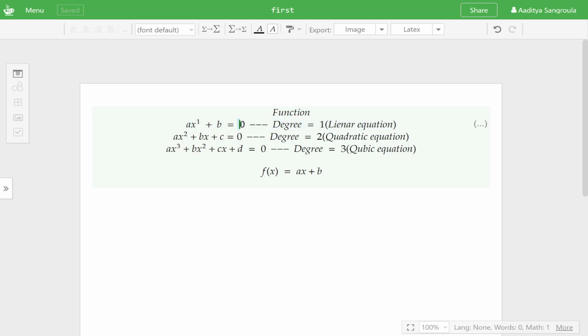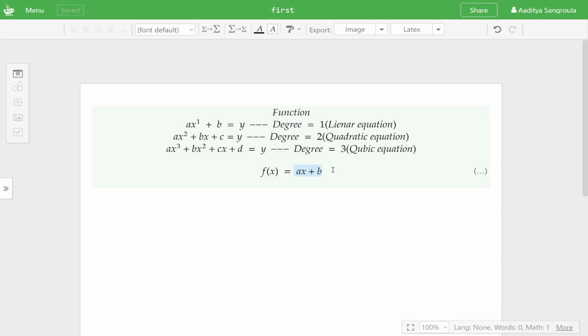So if we had y equal to the function, y can have any value. If we had y equal to the left hand side of all the equations, then when we plug in 1 as x, that would be just a plus b equal to y. When we plug in 2, that would be 2a plus b. So in order to simplify that, we write f of x. So f of x is equal to ax plus b.